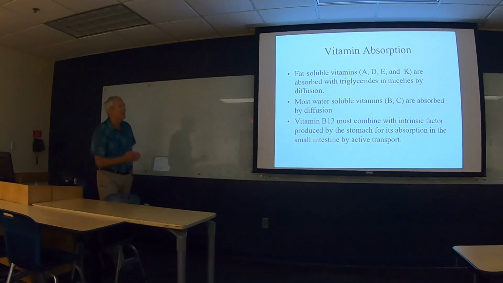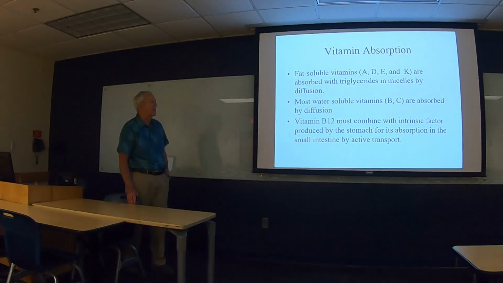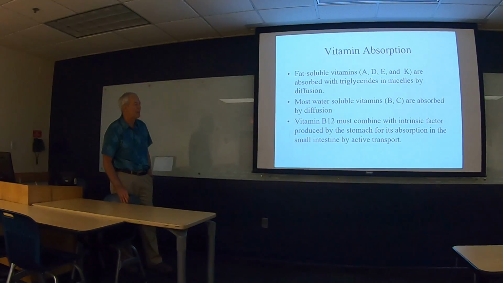The vitamins, particularly the fat-soluble vitamins, which include A, D, E, and K, so to maximally absorb those vitamins, you should have fat in your diet. That facilitates the entry of those into the cell. Water-soluble vitamins like B and C are absorbed by diffusion.